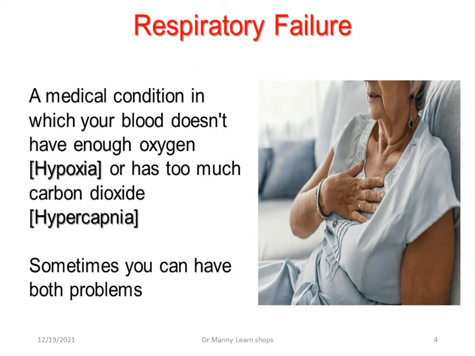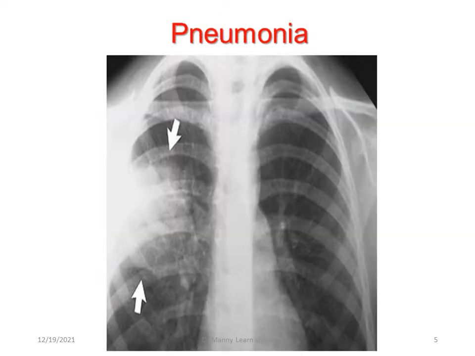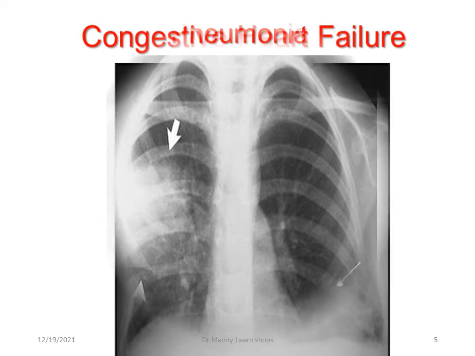Respiratory failure, remember, is a medical condition in which your blood doesn't have enough oxygen, hypoxia or hypoxemia, or has too much carbon dioxide, hypercapnia or hypercarbia. Sometimes, as we mentioned previously, you can have both problems occurring simultaneously. Pneumonia, let's reflect. This is right-sided middle lobe pneumonia.